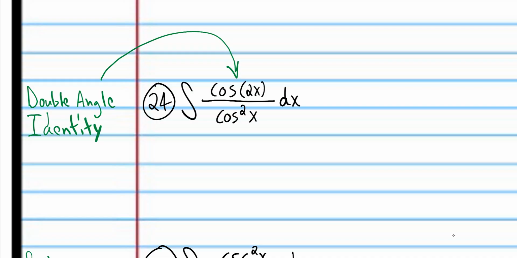If you use 1 minus 2 sine squared x, I don't think that's going to work without having to do extra steps. And same thing with cosine squared x minus sine squared x. That's not going to work either without having to do extra steps. So you want to use 2 cosine squared x minus 1. Try number 24. When you come back, we'll do it together.